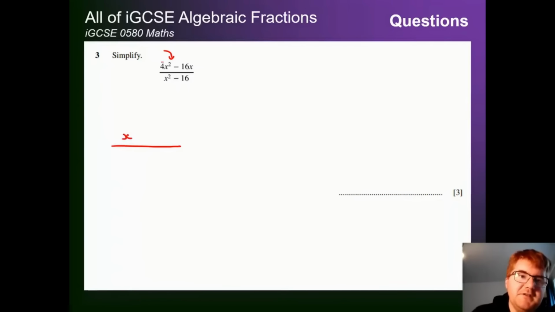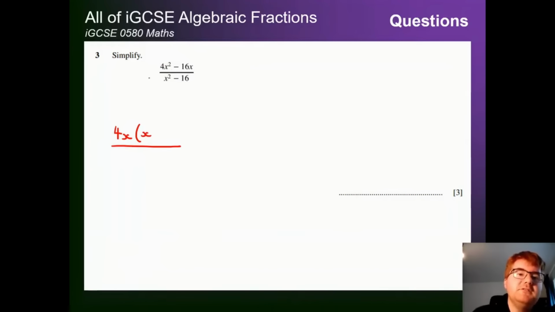And now we work backwards. So what do I multiply 4x by to get 4x squared? That's going to be equal to x. What do I multiply 4x by to get minus 16x? It's going to be minus 4. And just like in the previous question, number 1, I'm expecting an x minus 4 in the denominator because we need to have some cancellation going on.